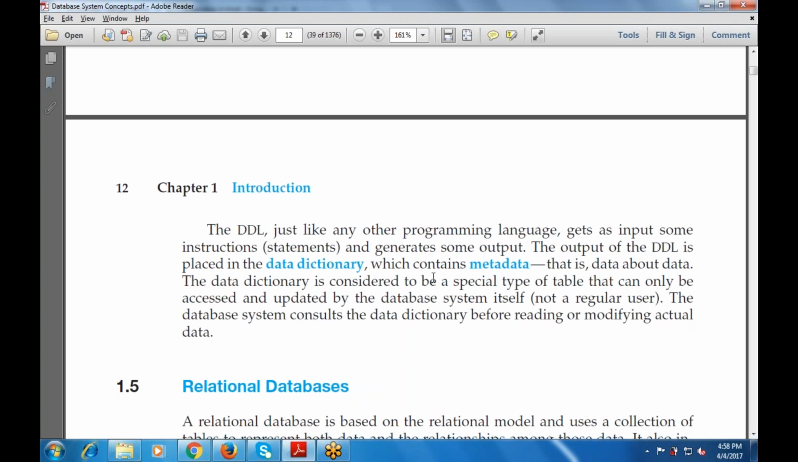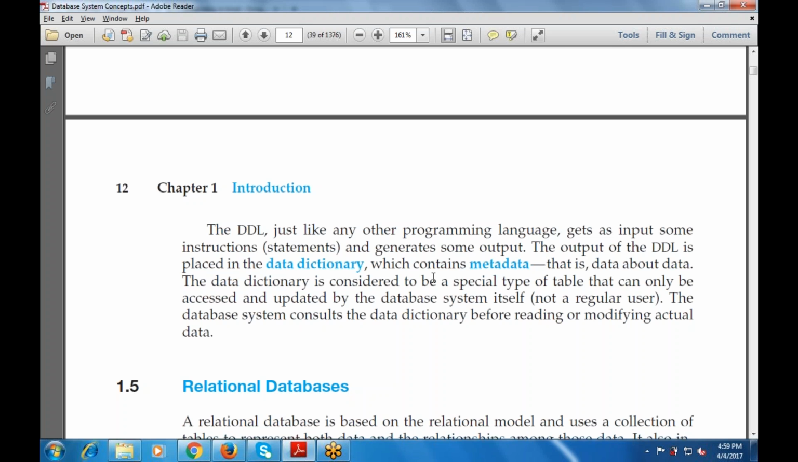The database system also consults the data dictionary before reading or modifying the actual data. So before reading or modifying, the system consults it, which is covered under the database system's special privilege. Yes, the database system also consults the data dictionary before reading or modifying the actual data.